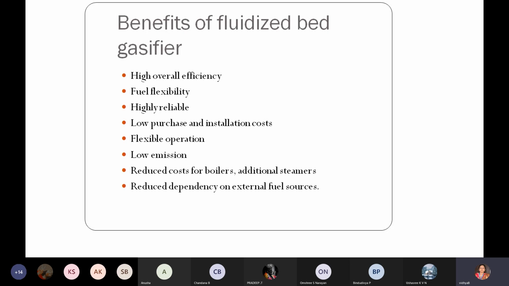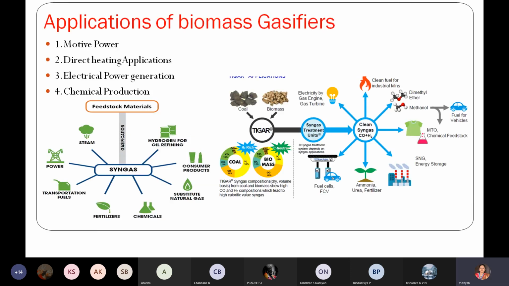And next is low emission. The fluidized bed gasifier has low emission and does not require exhaust cleanup devices. It also reduces cost for boilers and additional steamers, and reduces dependency on external fuel sources. These are the benefits.